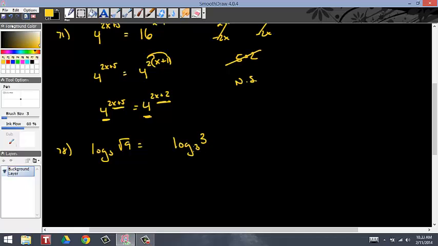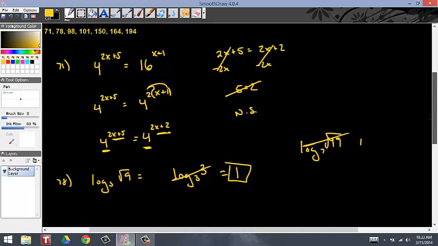Now, whenever I have a log that has the base and the answer being the same, what is the exponent that creates that solution? 1. I believe there was a problem like that on the quiz, log base 7 of rad 49 or something like that, and the answer was 1 also. Something to keep an eye on.